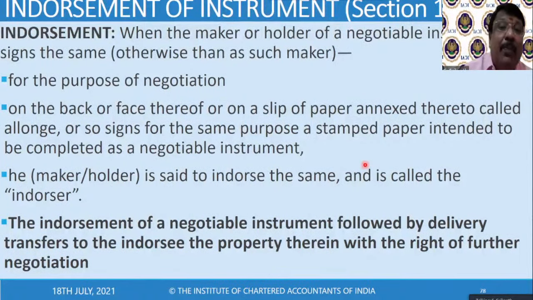That slip of paper, see, for example, sometimes what will happen, a bill of exchange may be endorsed many times. So 7 endorsements. After the 7th endorsement, there is no place on the back of the instrument. Then you can attach a paper, which is called an allonge, and on that paper you can endorse. That's called an allonge in French.